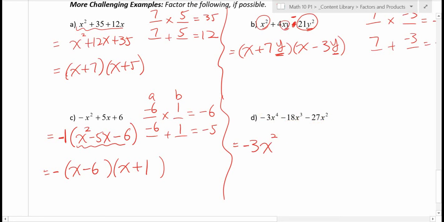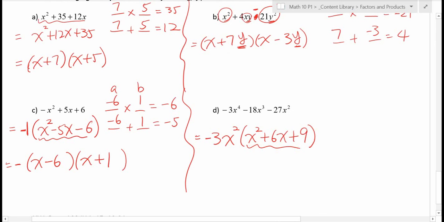And now we just divide. -3x to the 4 divided by -3x squared is x squared. -18 divided by -3 is +6. X cubed divided by x squared is x. -27 divided by -3 is +9. X squared divided by x squared is just 1.